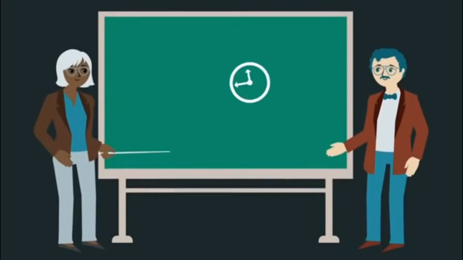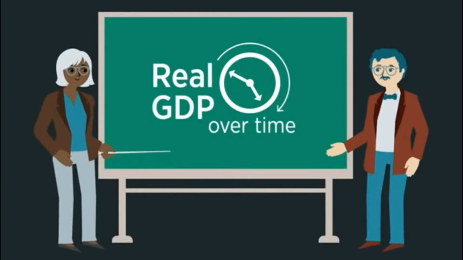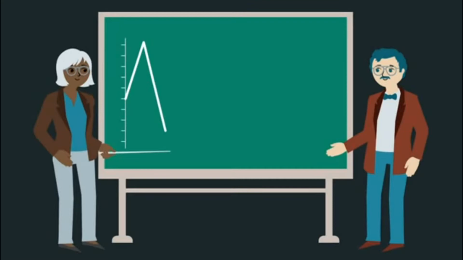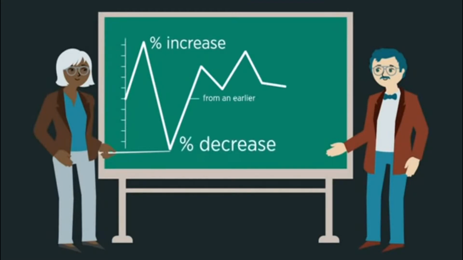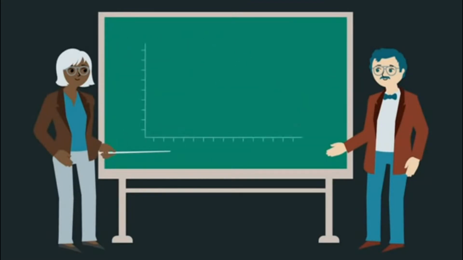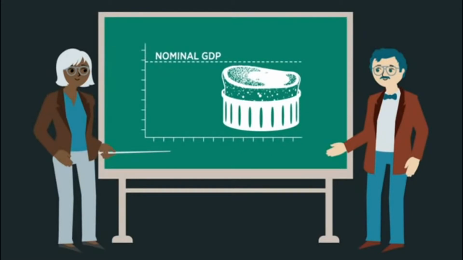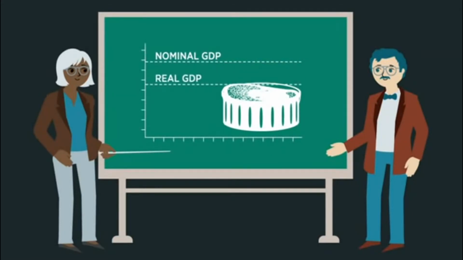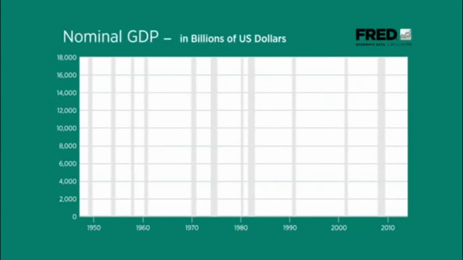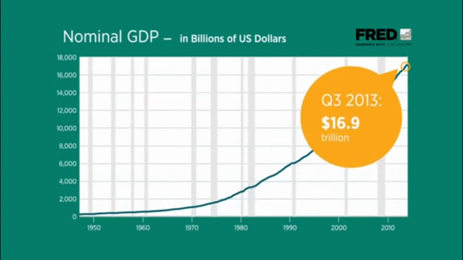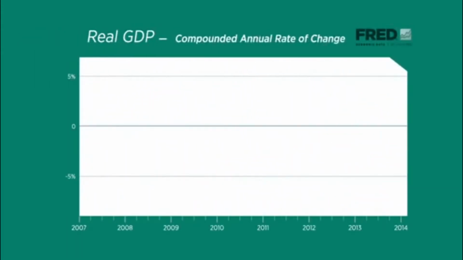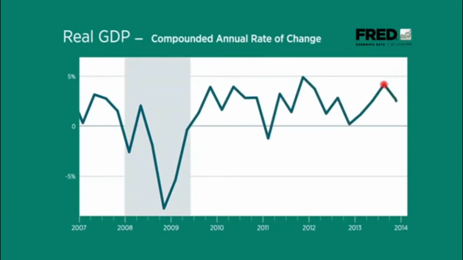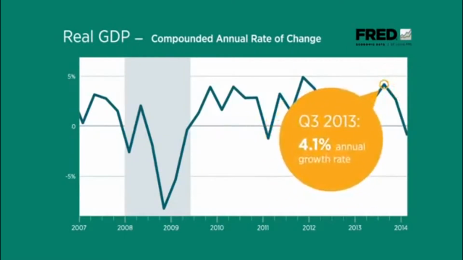Economists measure economic growth by comparing real GDP over time. Economic growth is usually presented as a percentage increase or decrease from an earlier period. And, as we've already learned, it's important to adjust GDP for inflation. For example, it might be useful to know that nominal GDP in the third quarter of 2013 was $16.9 trillion, but it's probably more meaningful to know that real GDP increased by, or the economy grew by, an annual rate of 4.1% in the third quarter of 2013.